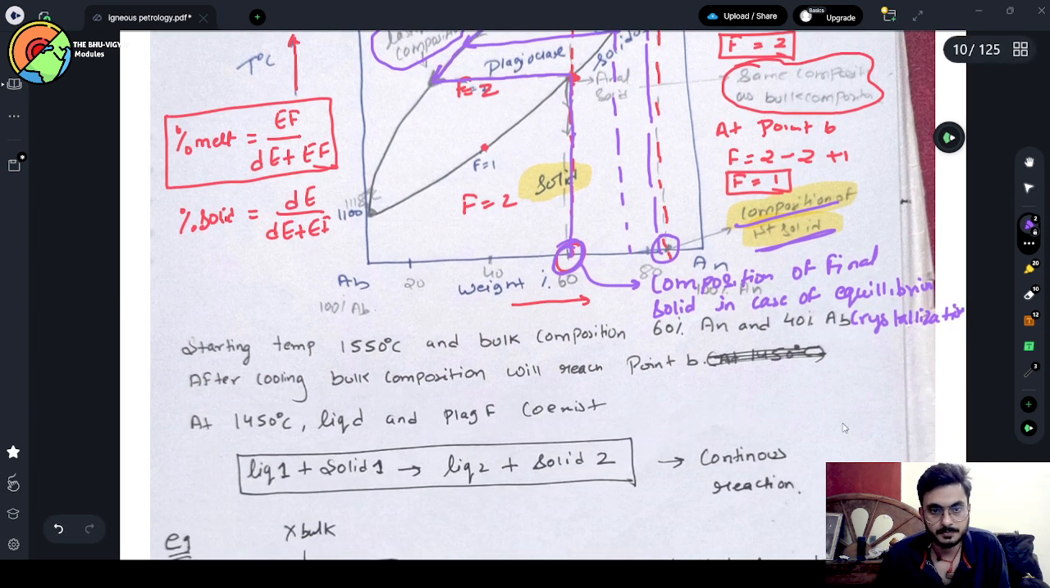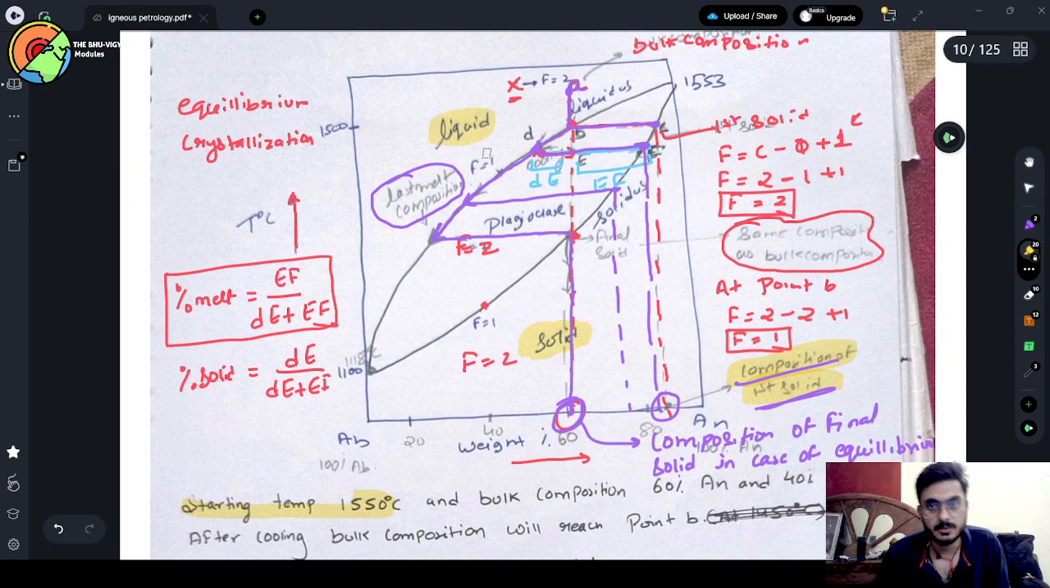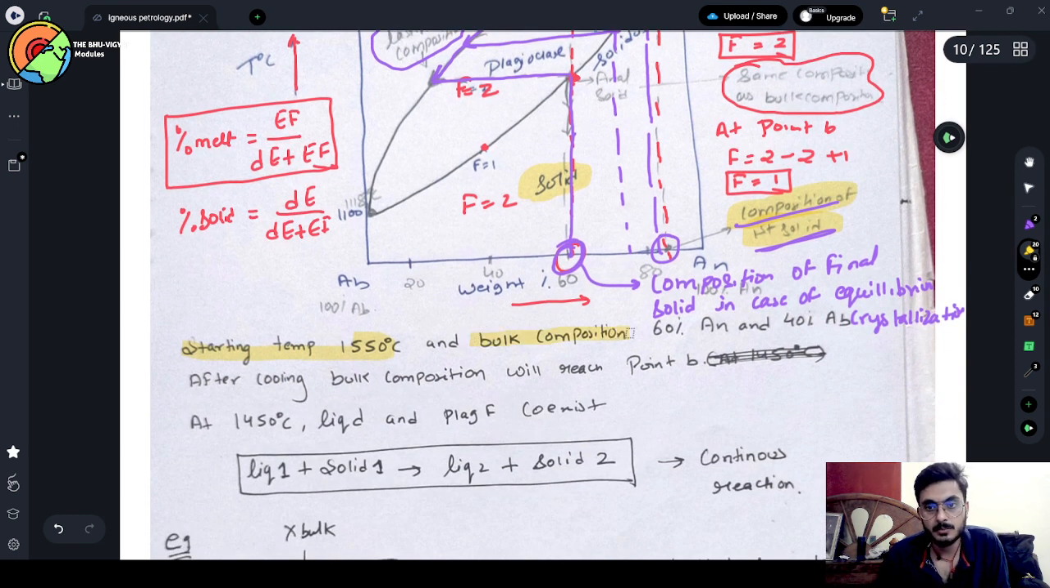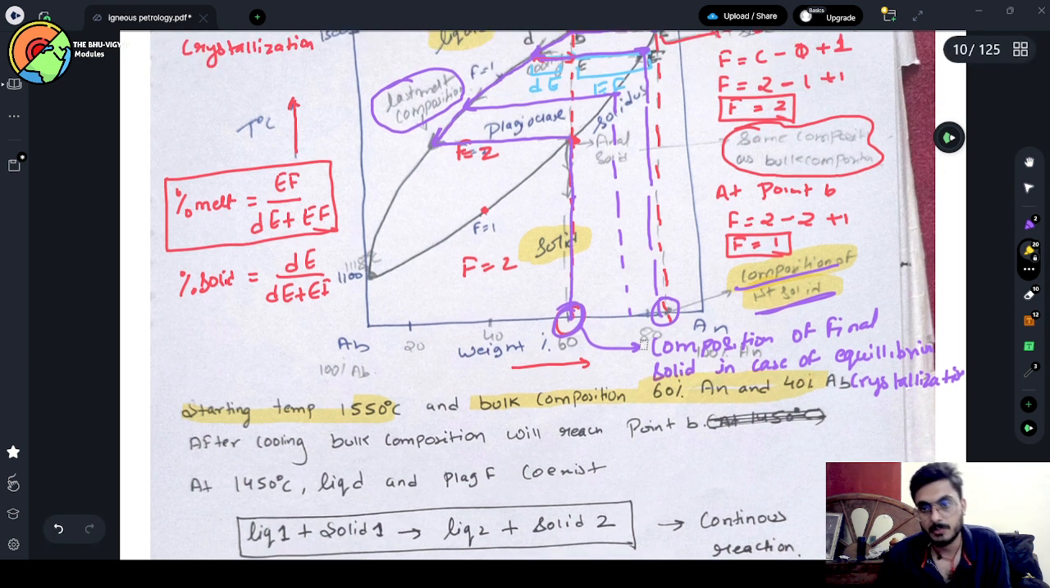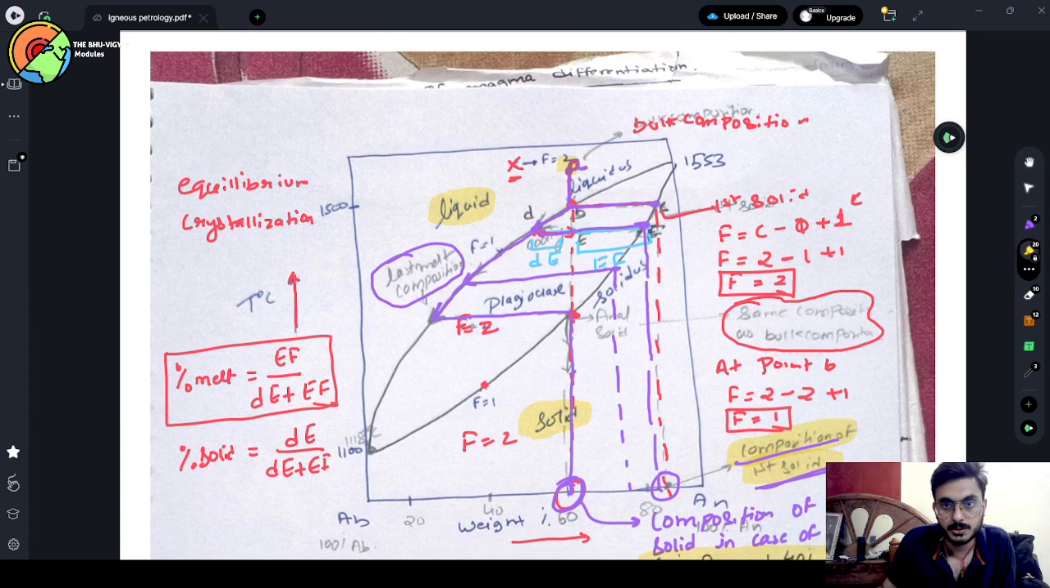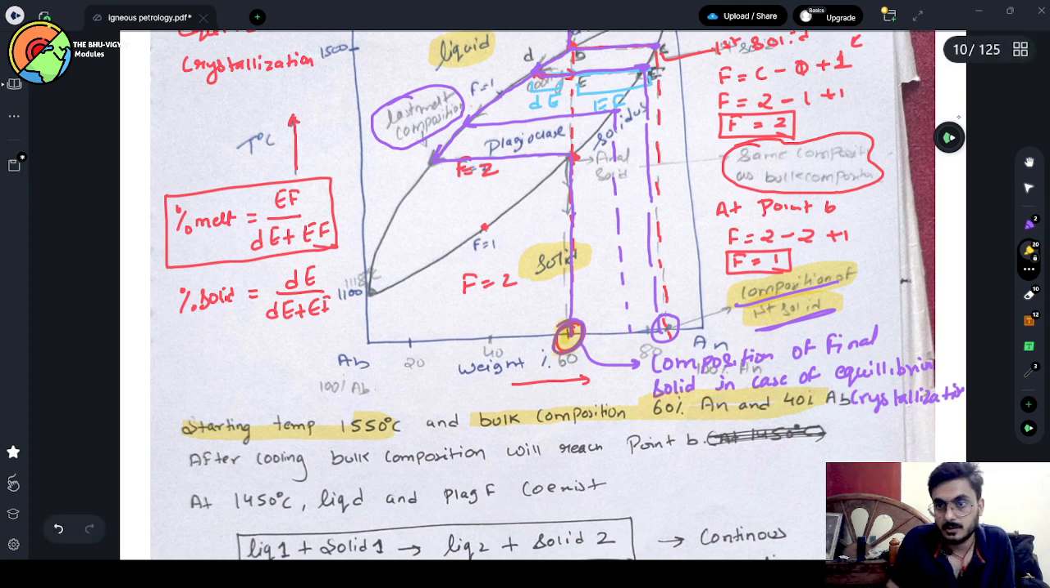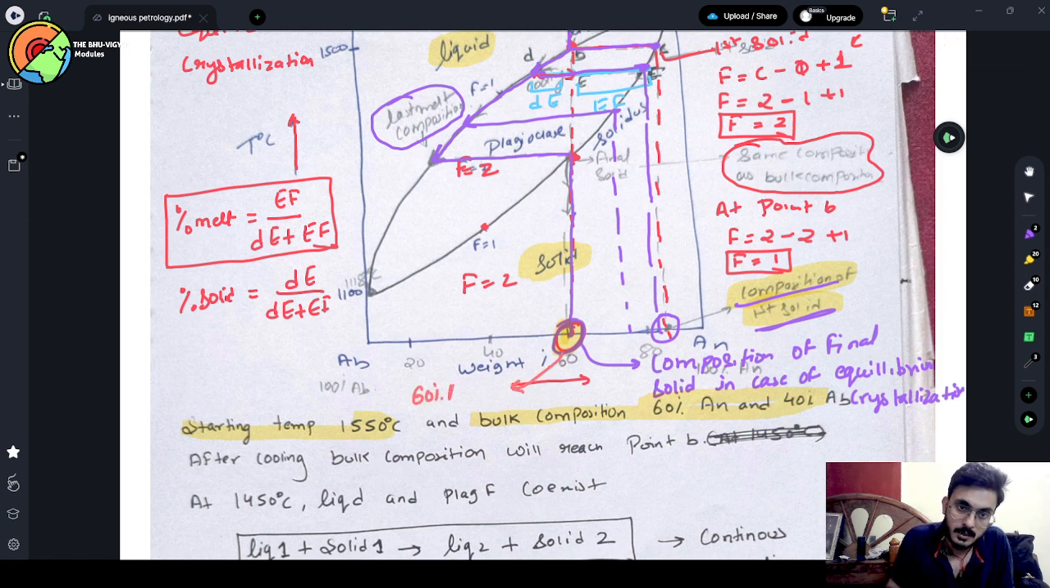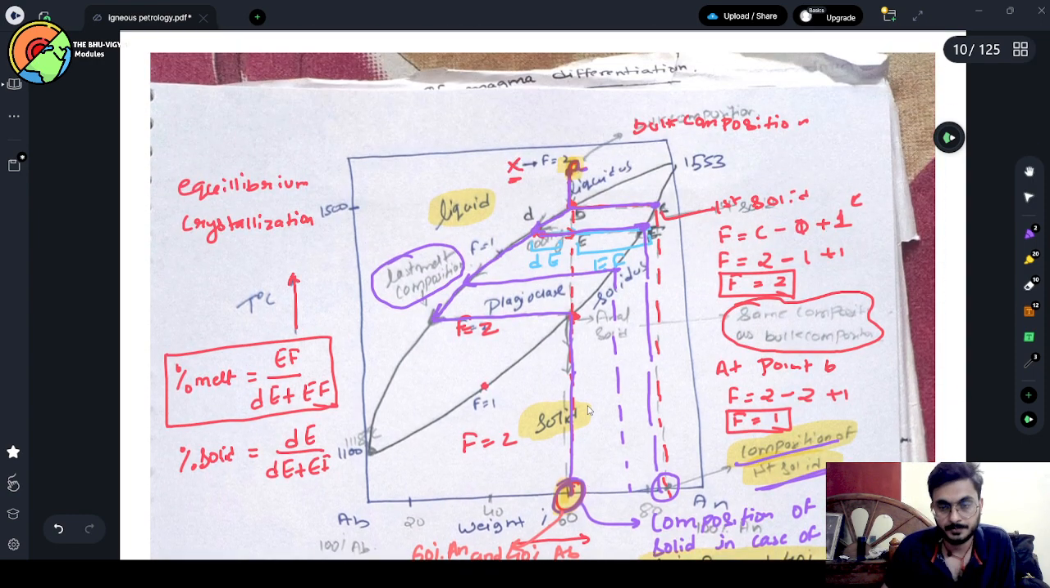Now let's see the reaction here. The starting temperature is 1550 degrees Celsius, as you can see in the figure. This is our starting temperature, and the bulk composition here is 60% anorthite and 40% albite. It means the bulk composition of the melt here, you can see from here, is 60% anorthite and 40% albite.